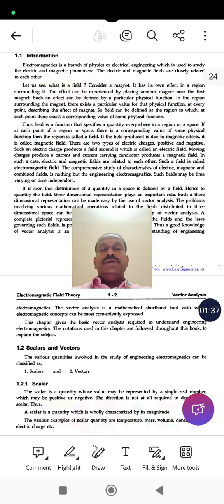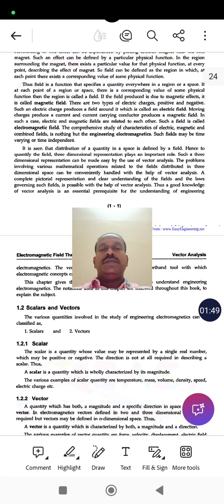The comprehensive study of the characteristics of the combined electric and magnetic field is engineering electromagnetics. Such fields may be time varying or time independent. A distribution of a quantity in space is defined by the field. Hence, the three-dimensional representation of the quantity of the field plays an important role. Such a three-dimensional representation can be made easy by using vector analysis.